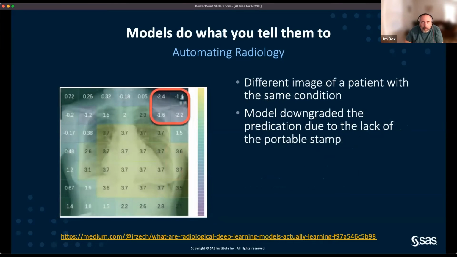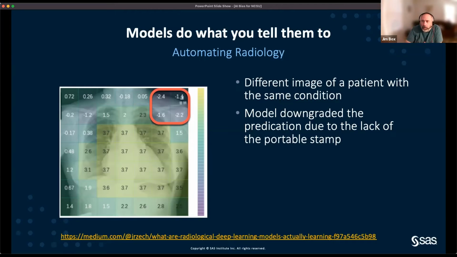And in fact, here's another case. This is a woman who actually has the condition, but you'll notice in the upper right-hand corner, she didn't have the word portable. So the model actually lowered the probability she had the condition because it didn't say portable there, right? So it's a real deal where this model was looking at things that we did not expect it to look at. And that's a real problem anytime you're doing a model that's very complex, right?